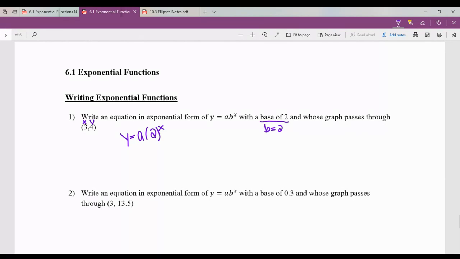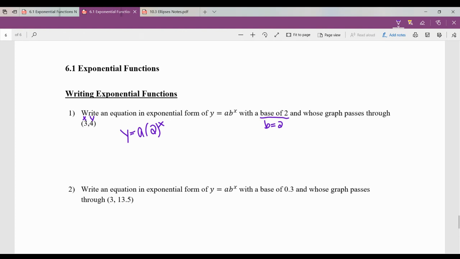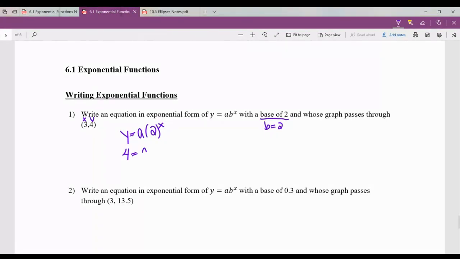So I'm going to fill in the x and the y into my equation. We got 4 equals a times 2 to the third. Now I'm going to evaluate 2 to the third. That's 2 times 2 times 2, so 2 to the third is 8. And then I have times a, so 8a equals 4. We want to solve for a, so I'm going to divide both sides by 8 to get the a by itself. So we get a equals 4 over 8, which is 1 over 2.